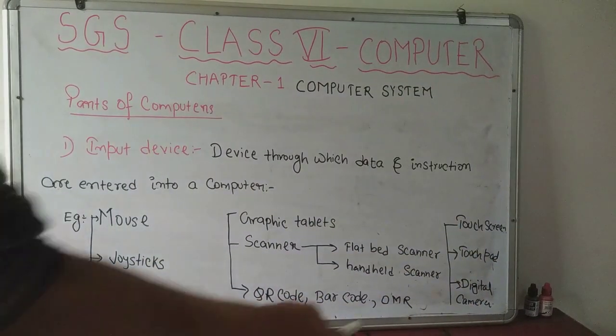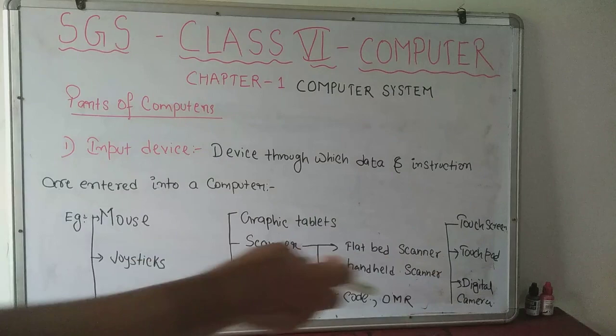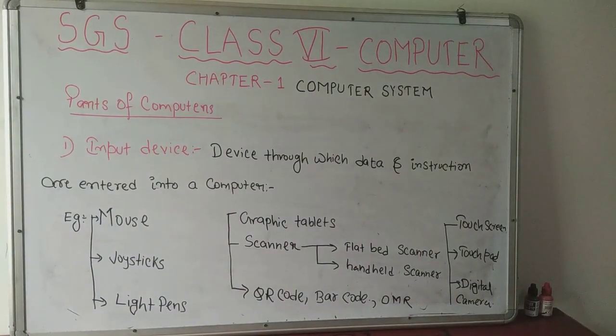Okay, and the last one is digital camera. Digital camera is used to capture image or video and store them in digital format. The image or video captured by the digital camera can be transferred to a computer for modification, and the image can be printed on paper whenever required.